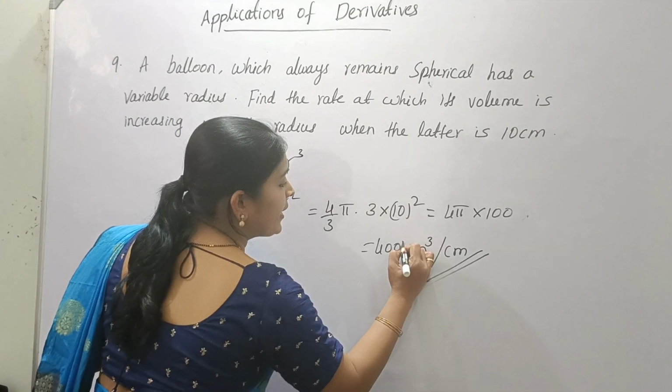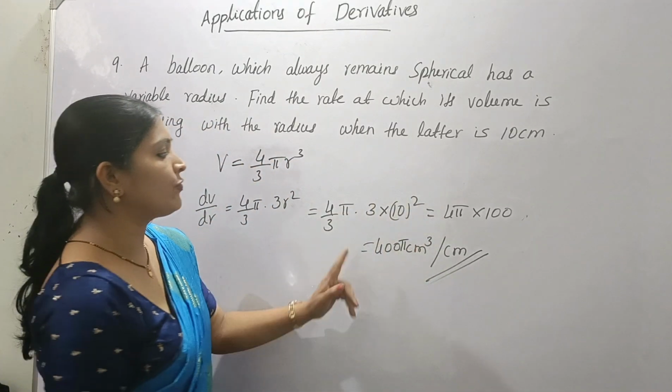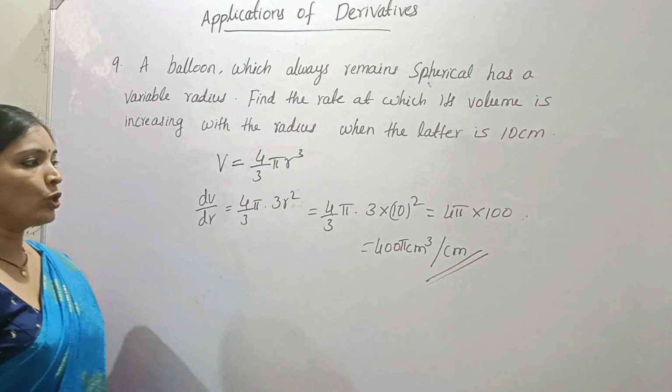Not 400, 400 into pi. Okay, pi is here. Okay, 400 pi centimeter cube per second.